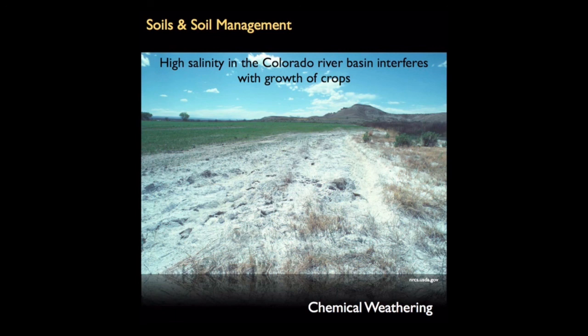This concludes part 2 of soil formation, where we have looked at physical and chemical weathering.